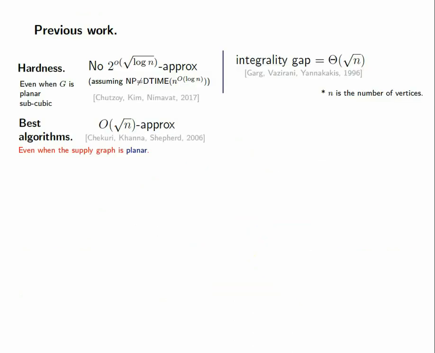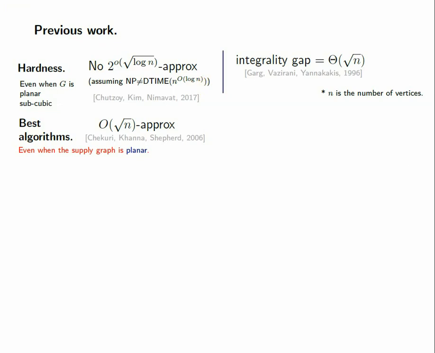The decision version of this problem is one of Karp's original NP-complete problems, and it is even hard to approximate. Even in the case when the supply graph is planar and subcubic, one cannot opt for an approximation ratio smaller than the lower bound obtained by Chuzhoy, Kim, and Nimavat.